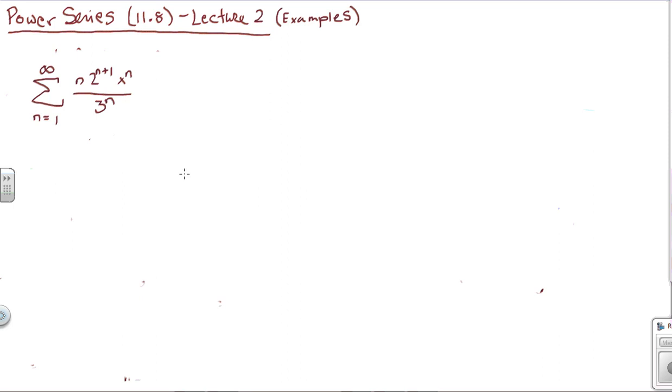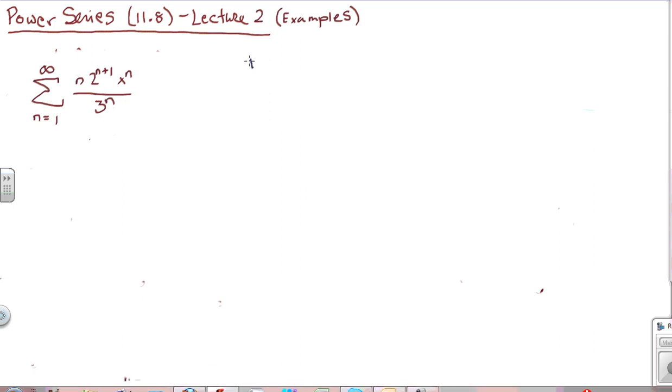Okay, but let's look here. You notice this is not a geometric series because of this n here. If that n wasn't there, I could factor a 2 out of here and I'd have 2x over 3 raised to the n, a geometric series, but with that n, I don't have one. So we want to figure out the set of x for which this converges. I'm going to start with the ratio test.